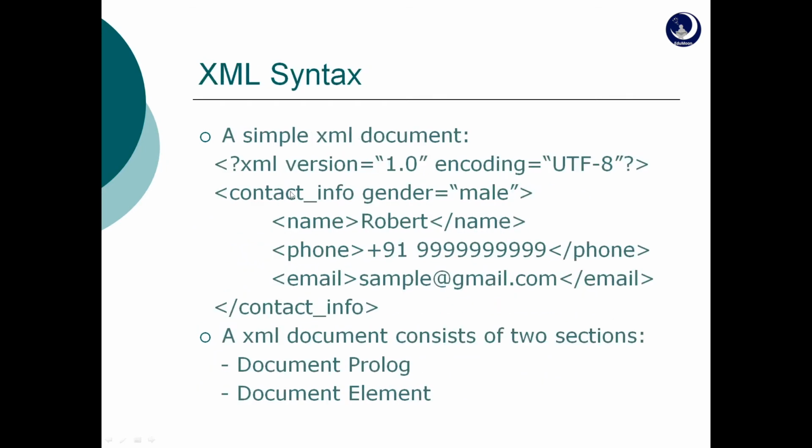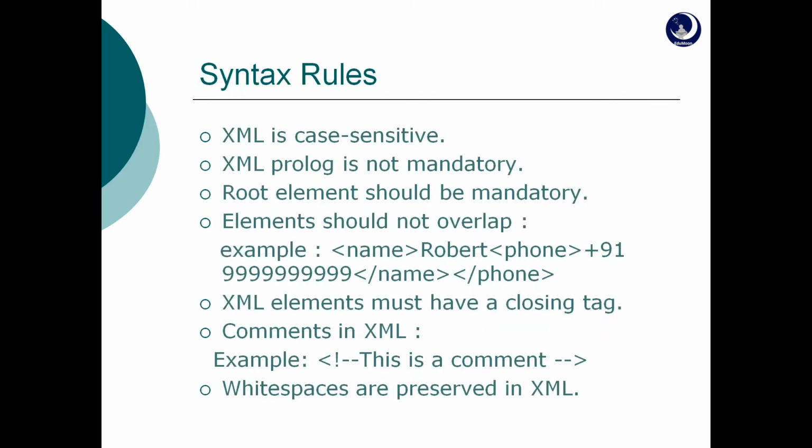In the previous example, the contact info tag with an attribute called gender equal to male is the root element, and for an XML document a root element should be mandatory. Elements should not overlap. For example, here name is set by the name tag, and phone is set by the phone tag. Before closing the phone tag, we have closed the name tag. So this is called overlapping of elements, and in an XML document, elements should not get overlapped.